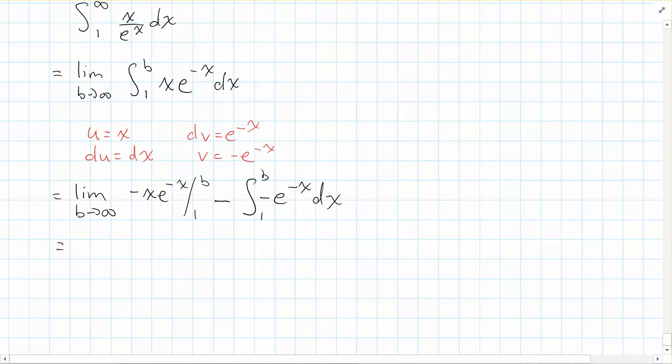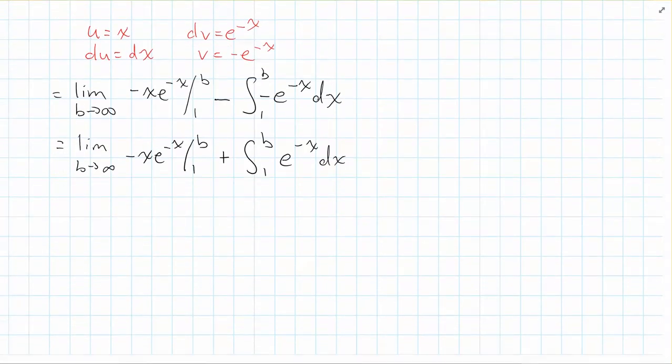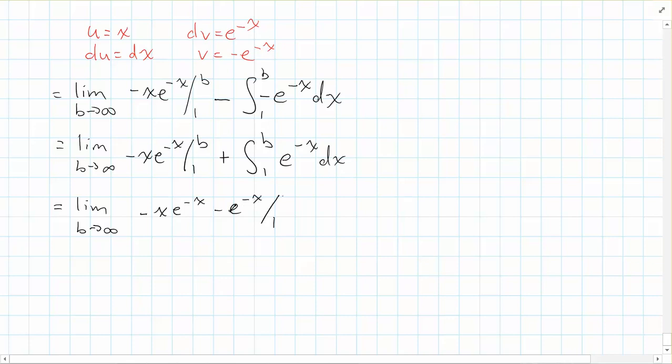from 1 to b. So this would be the limit as b goes to infinity of negative x e to the negative x from 1 to b plus the integral from 1 to b of e to the negative x dx. Then what we do here is we just finish off this integral. So this would be the limit as b goes to infinity, and I'm just going to write this as one long substitution that I'm going to have to do, because I'd get negative x e to the negative x minus e to the negative x.